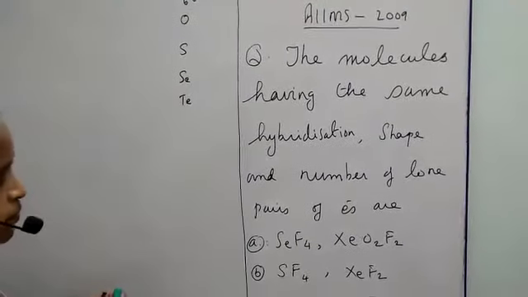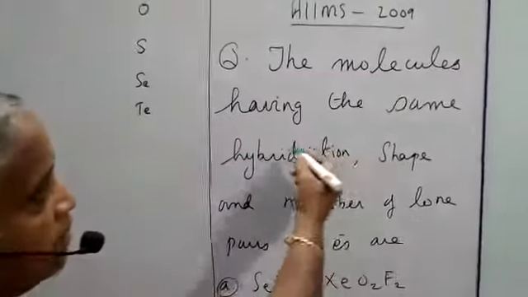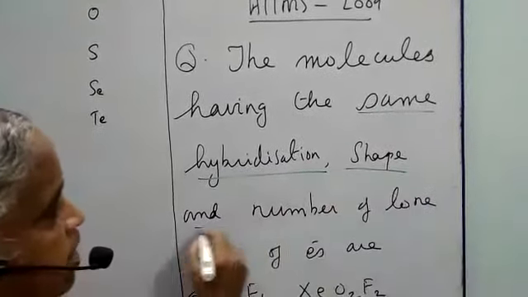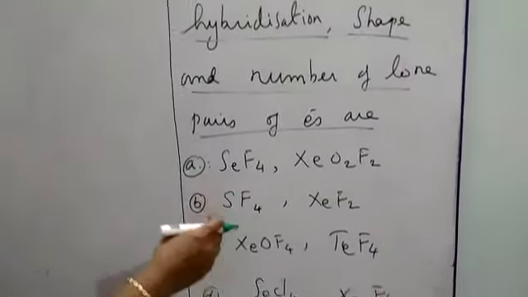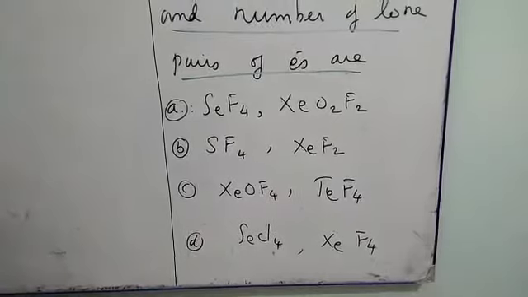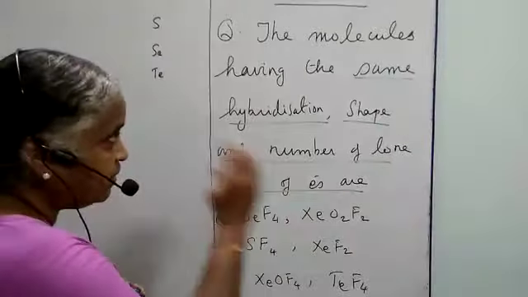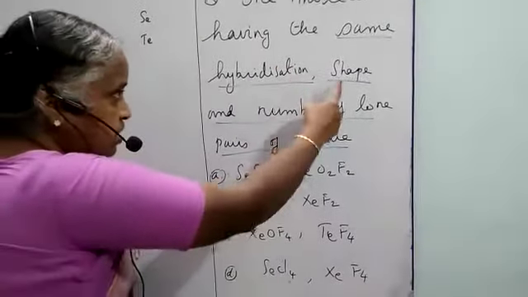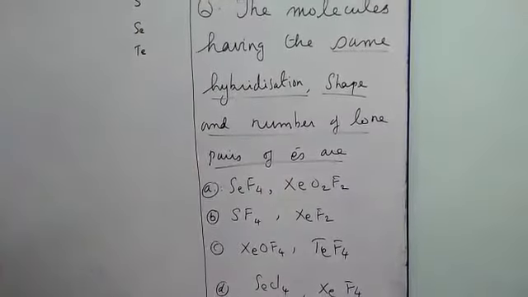Okay, let us see the question now. AIIMS 2009. The molecules having the same hybridization, shape and number of lone pairs are provided as options A, B, C. Each one has a pair of molecules. They ask you to find out which pair has the same hybridization, same shape and the same number of lone pairs of electrons.